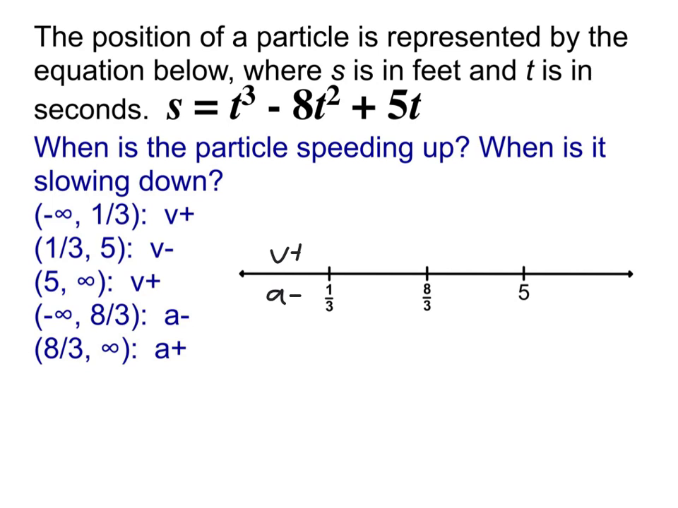Between 1/3 and 8/3 now. Is the velocity positive or negative? Negative. Yep, we're now above 1/3, so we're into this one. So yes, the velocity is negative. And the acceleration, positive or negative? Well, we're still below 8/3, so it's this one right here. So you can see acceleration is negative.